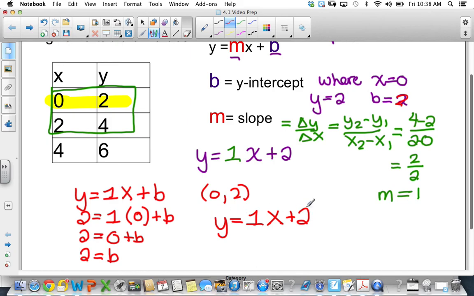This is an equation of a line. You can use it to make a prediction. Any point on this line will satisfy it, and all these points given in the table satisfy it.